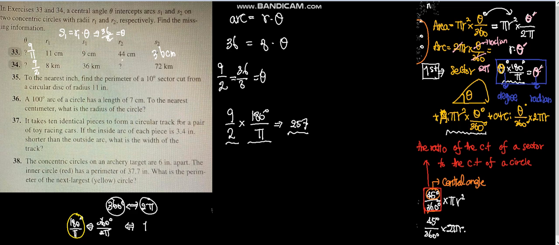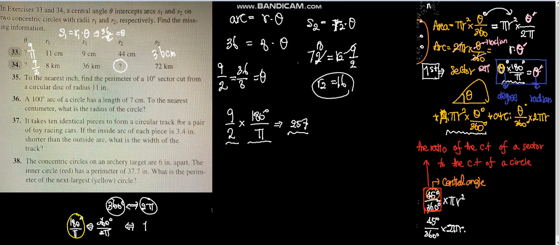So now we need to get this R2 here. S2 is 72, and S2 is R2 times theta. We are going to use the same theta there, theta is 9 over 2. R2 we do not know, and we know S2 is 72. Therefore, R2 is 16. So this is 16 kilometers long.